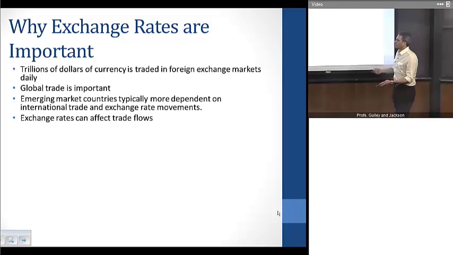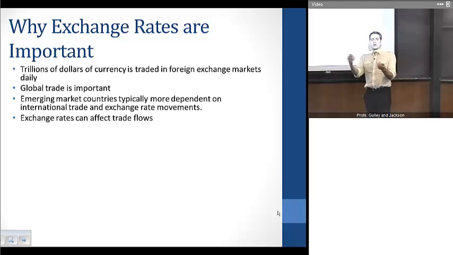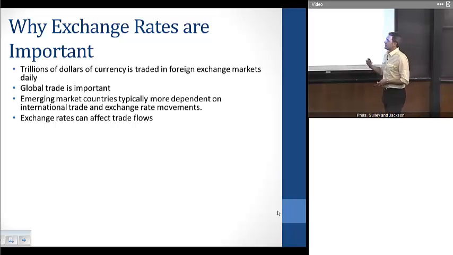Why is all of this important? Well, again, this gets at the heart of why we care about exchange rates and why we care about the underlying things that drive exchange rates. There are a lot of reasons why this is important. First of all, there are trillions of dollars of currency traded in foreign exchange markets on a daily basis. So it's a huge market.